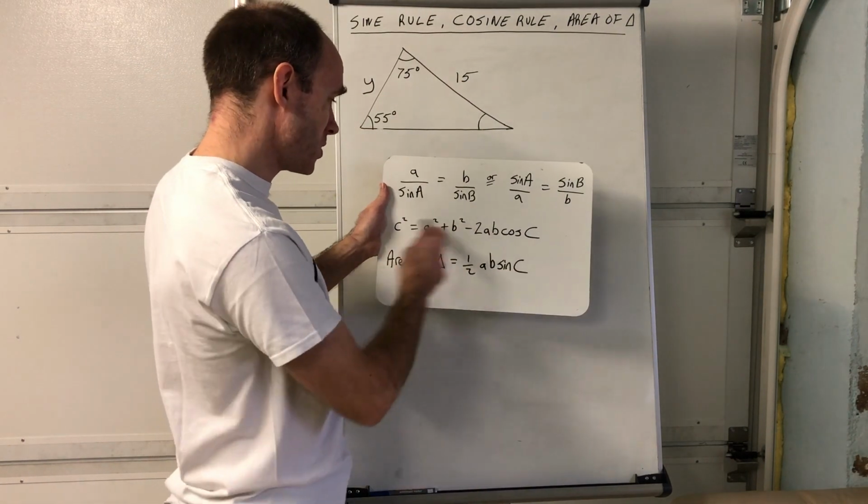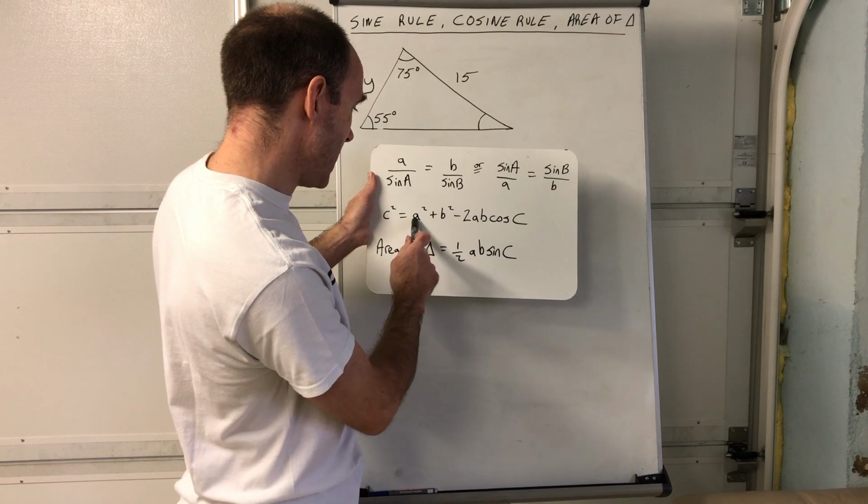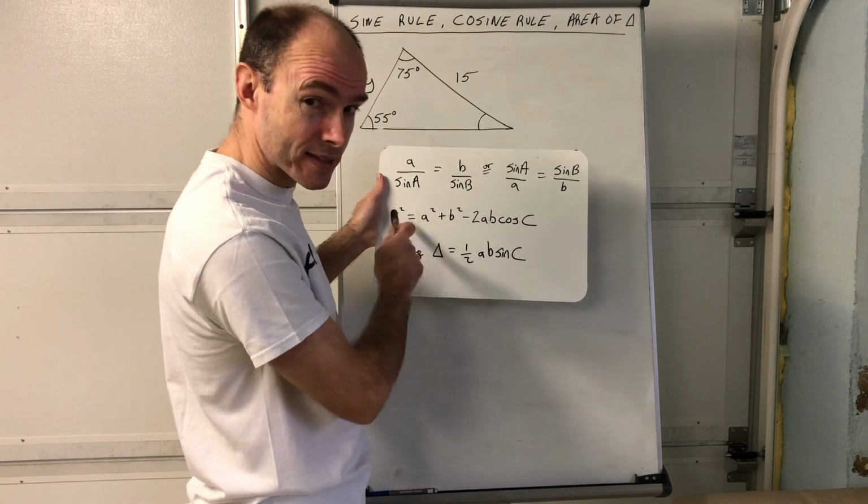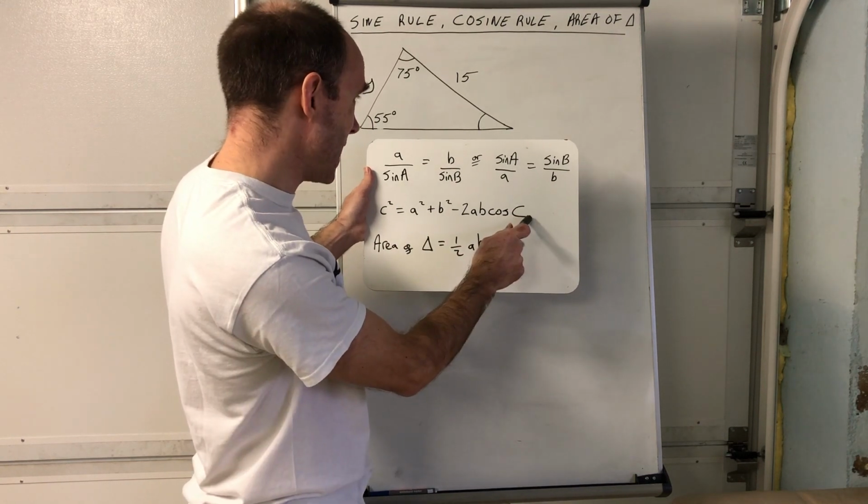Now with the cosine rule, you have got A, B, C, you've got all 3 sides in play, plus another angle, okay?